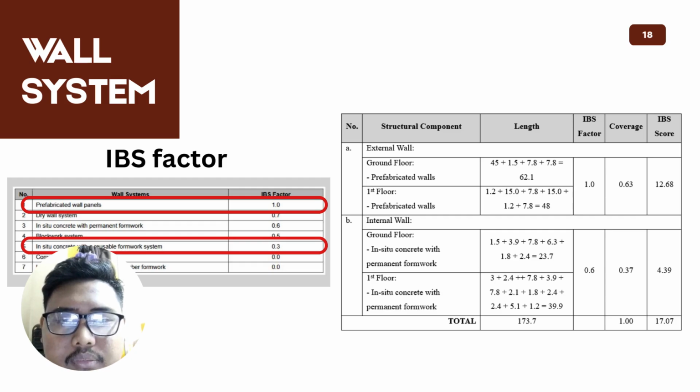So as we can see for the ground floor, I did the ground floor perimeter with the first floor, and I get the IBS score, which is 12.68. And then for the internal wall, from the ground floor to the first floor, I get the IBS score calculation, which is 4.39. I add the two categories, the external wall and the internal wall, and I get 70.70.